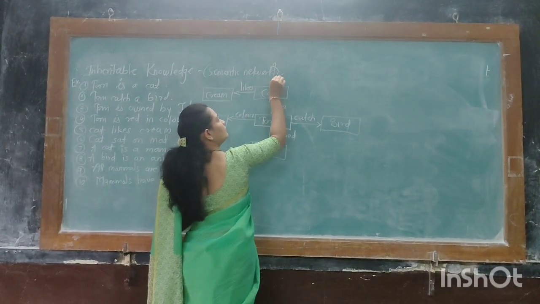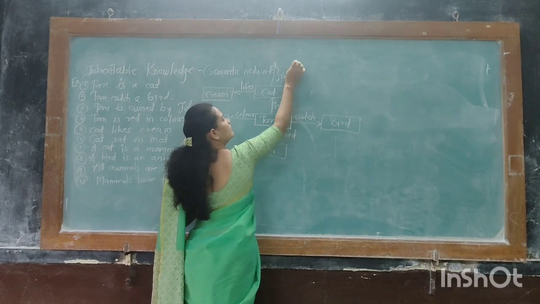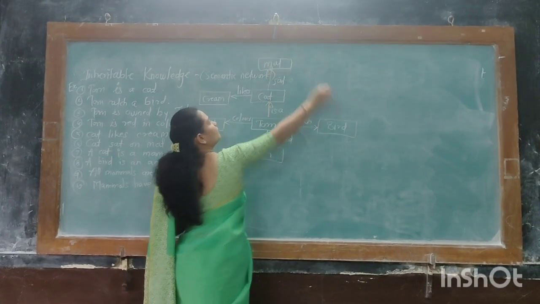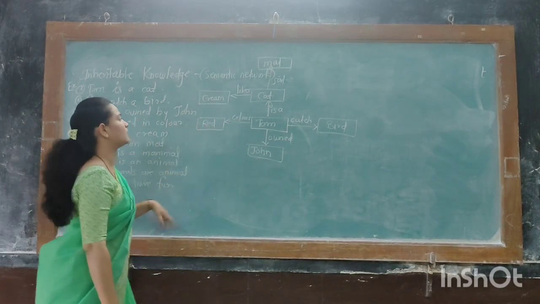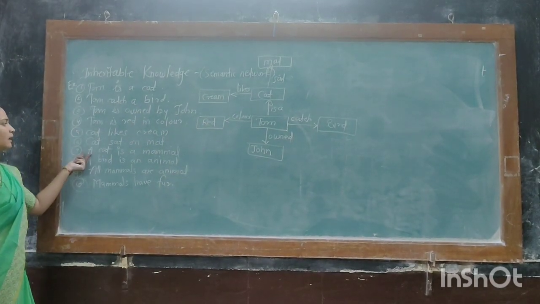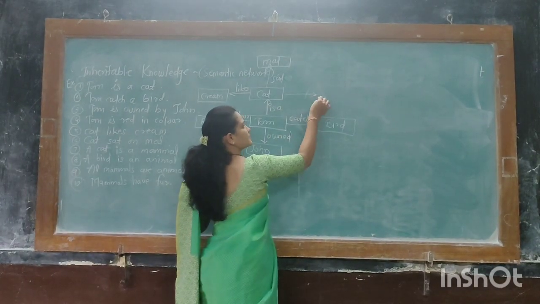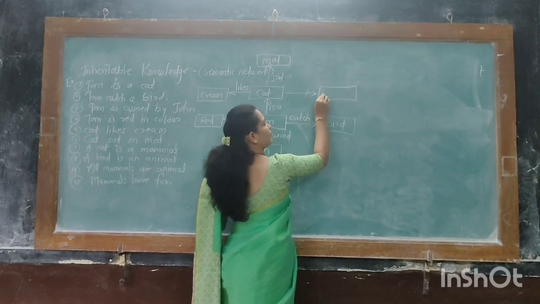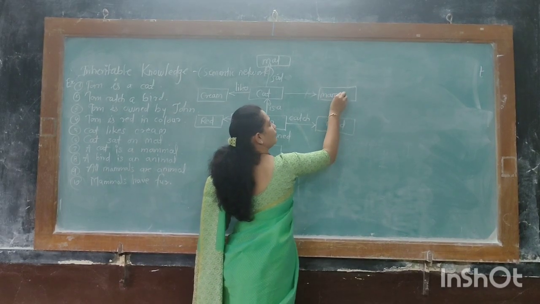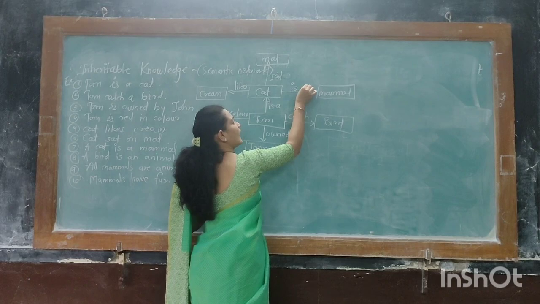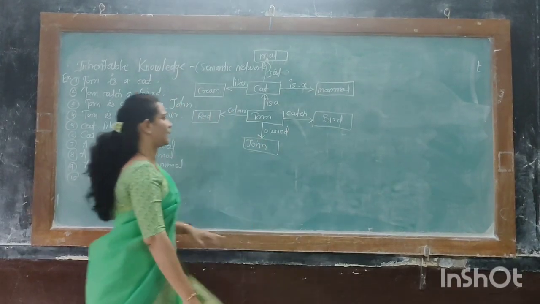So here, cat sat on mat. Then a cat is a mammal. "Is a" is the relationship between cat and mammal. So we have to put mammal in front, and write "is a" on the arrow to mammal.